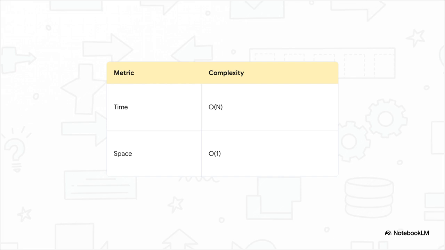And as for space complexity, well, we did every single modification entirely in place. We didn't create a massive array of arrays. We just swapped and reversed, giving us a perfectly clean O of 1 constant space complexity.